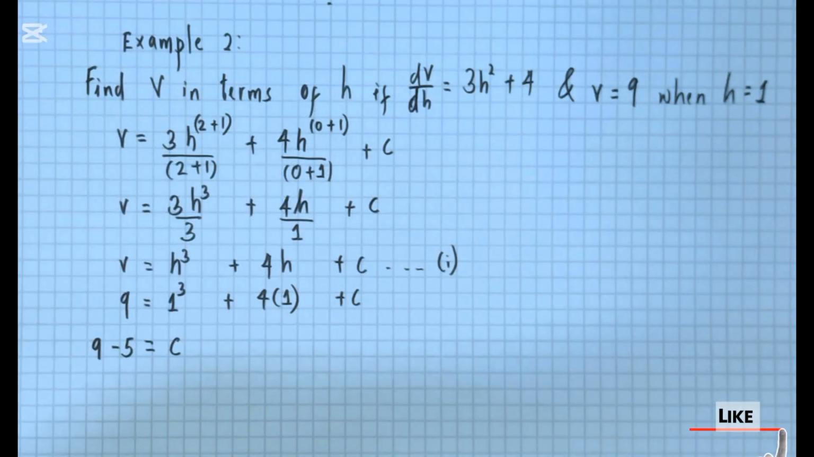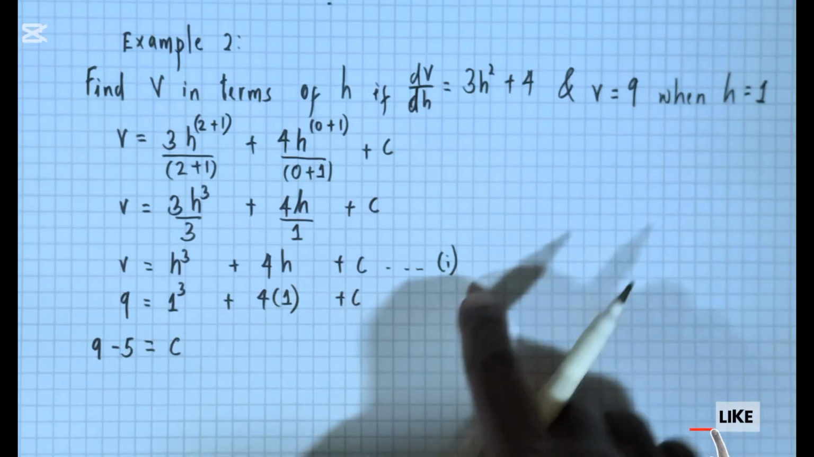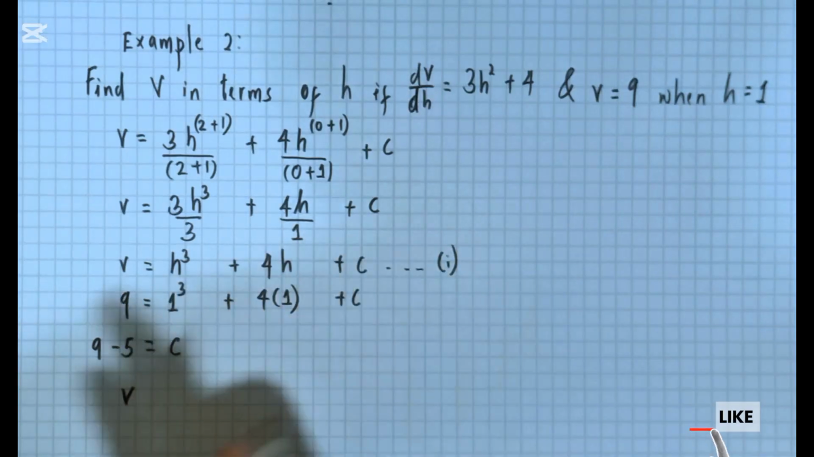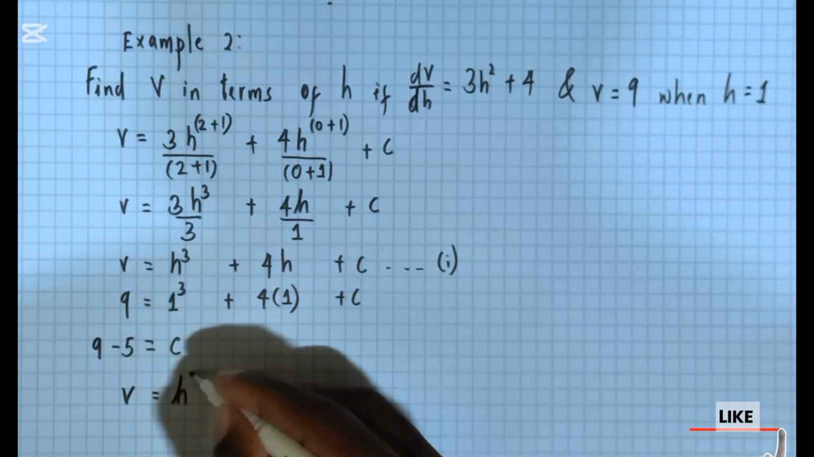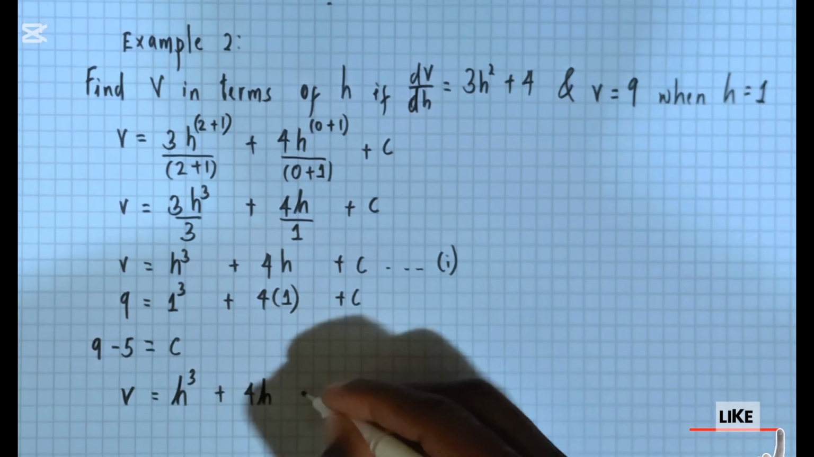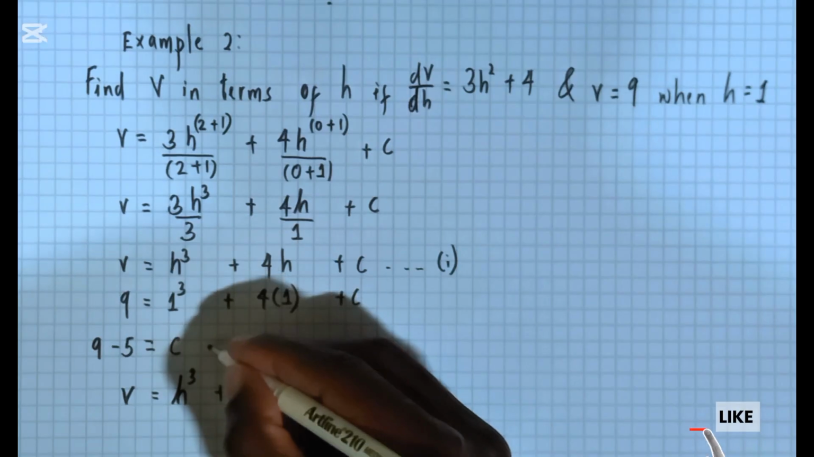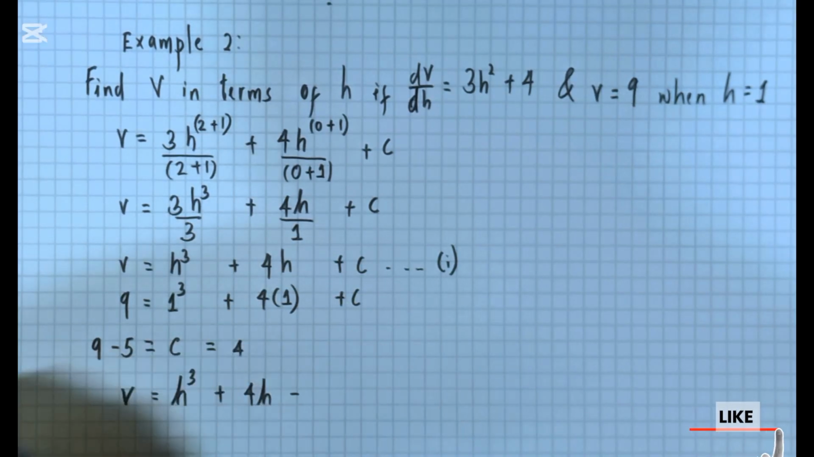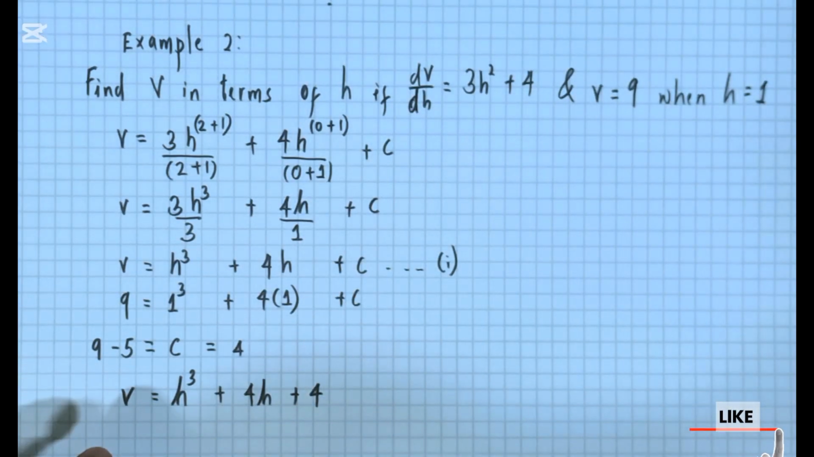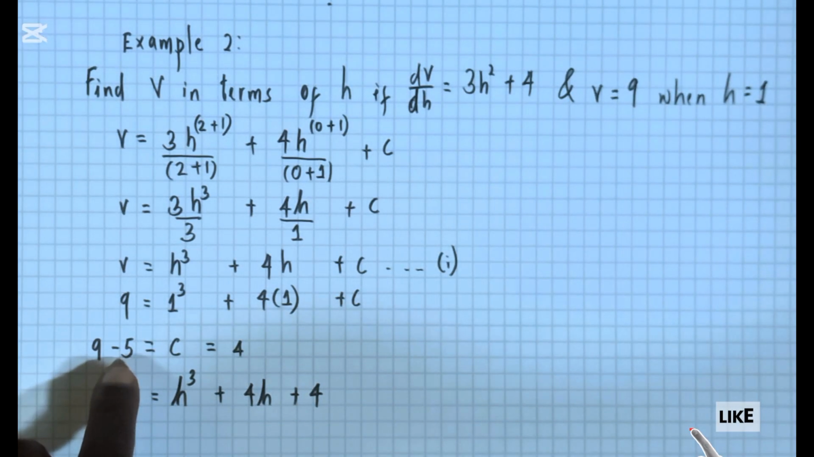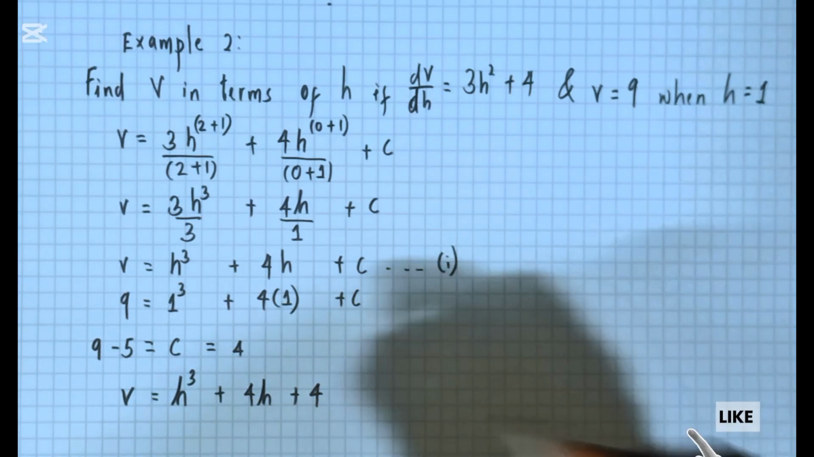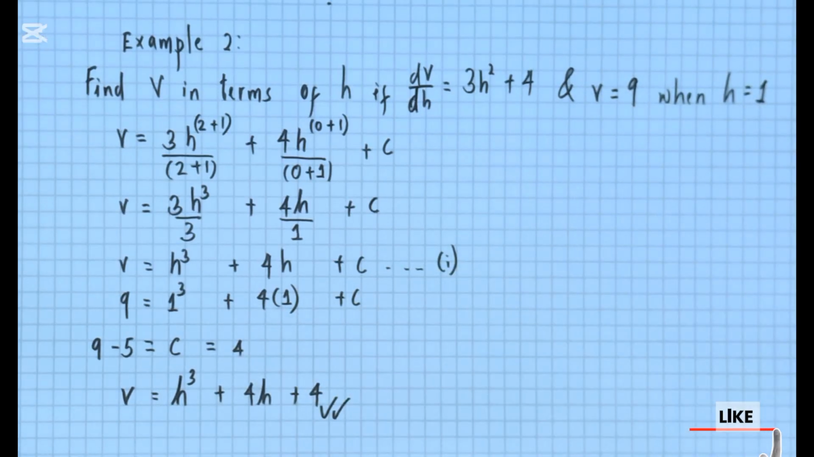That is the value of c, which we can then go ahead and substitute into equation 1 to write the complete equation. And so v based on equation 1 will be given by h cubed plus 4h plus 4. All right, that is based off of this, that 9 minus 5 is equal to 4. So the value of c is equal to 4 there. And that is our final equation for this particular problem.